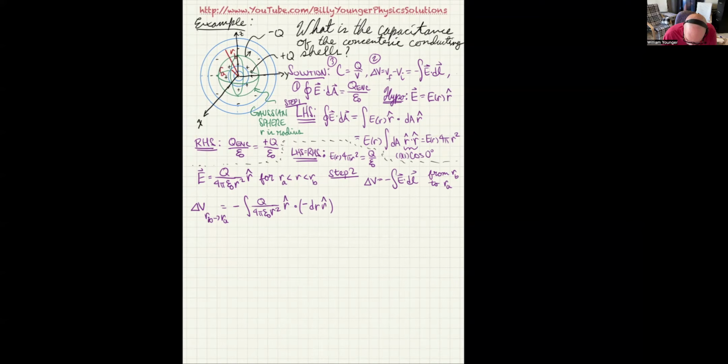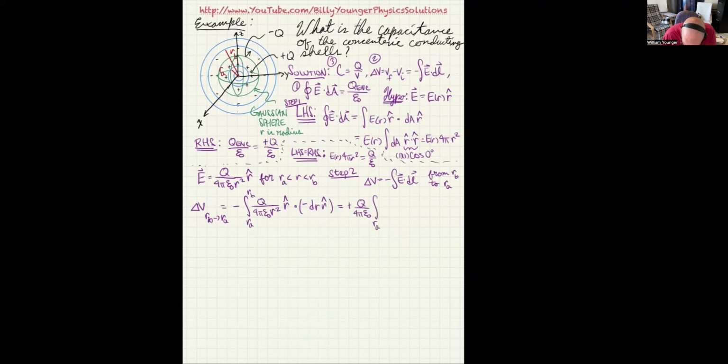And now that I've chosen to use the DL to indicate the direction in which I'm integrating, the range of integration just needs to go from small variable value to large variable value. The small variable value is, of course, r sub a, and the large variable value is r sub b. So that's my whole path integral, or line integral. You can see that the two negatives would cancel each other out, giving us a positive. You can also see that q over 4 pi epsilon naught are all constants. So what I'm going to get is positive q over 4 pi epsilon naught coming out in front of the integral.